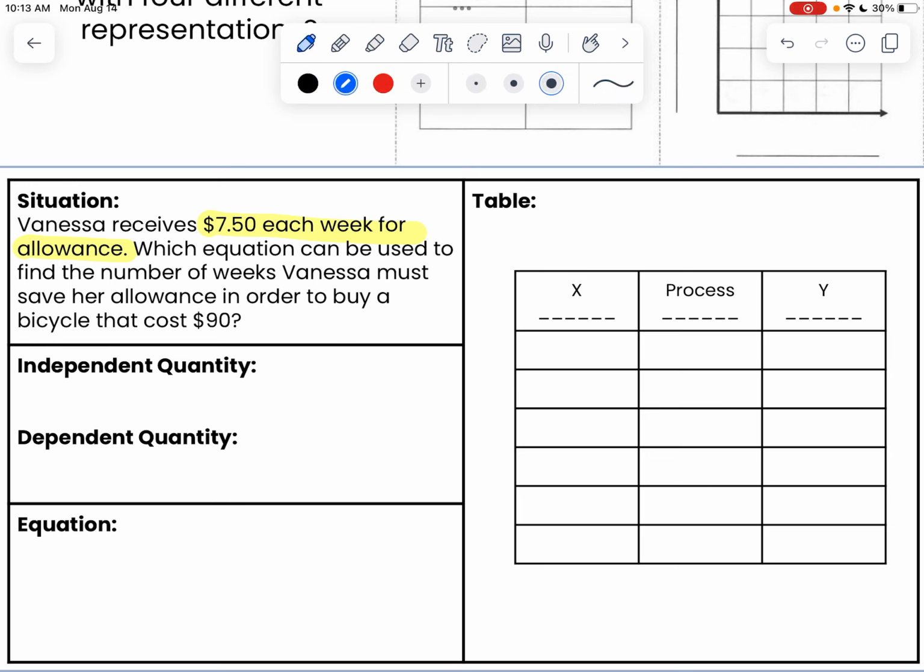And it says, which equation can be used to find the number of weeks Vanessa must save her allowance in order to buy a bicycle that costs $90. And I'm going to make a little star right here. She wants to spend $90, and in order to spend $90, she has to have $90. So we want to know the number of weeks that it's going to take her to get $90. So I'm looking for the number of weeks to get $90.